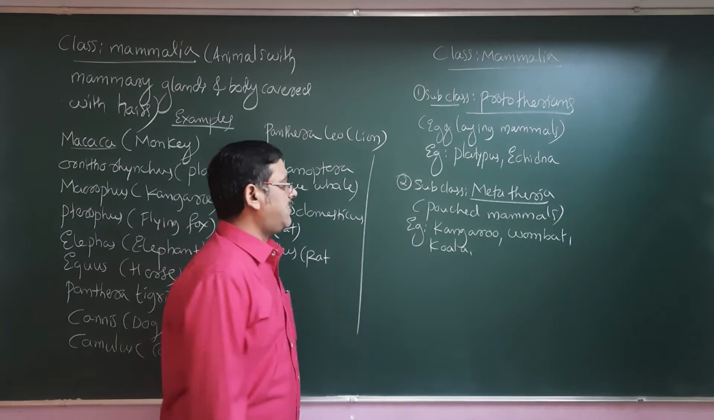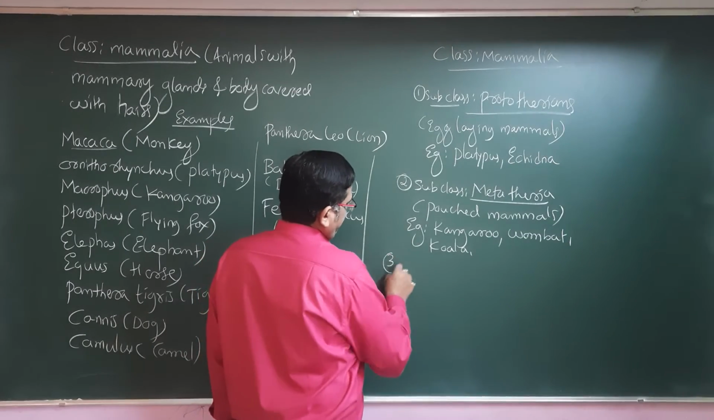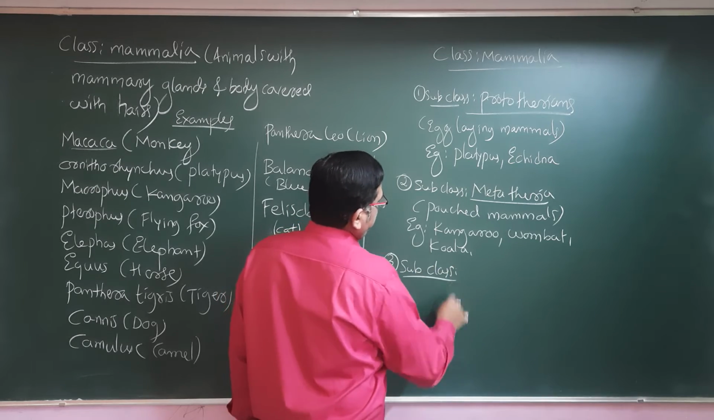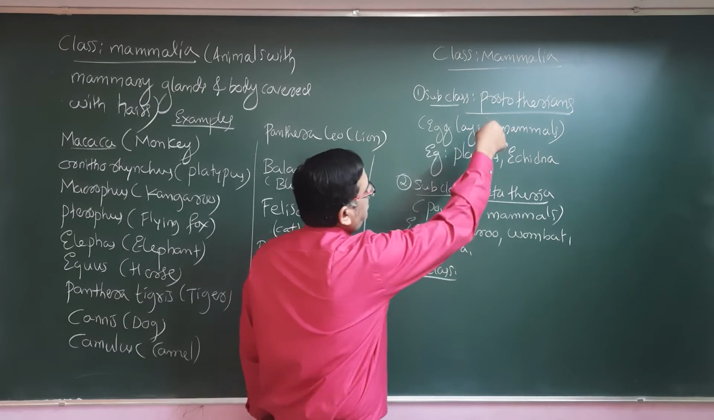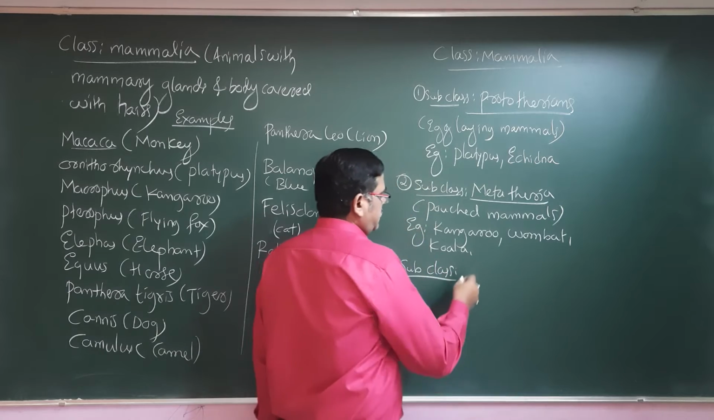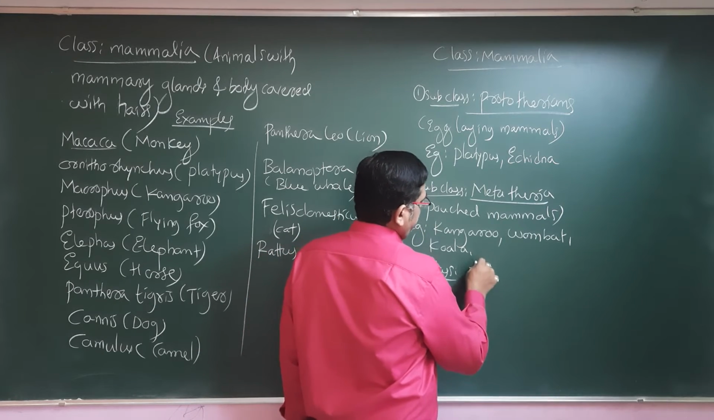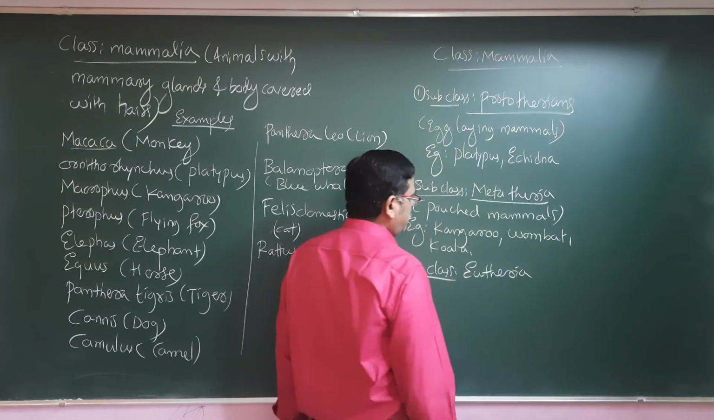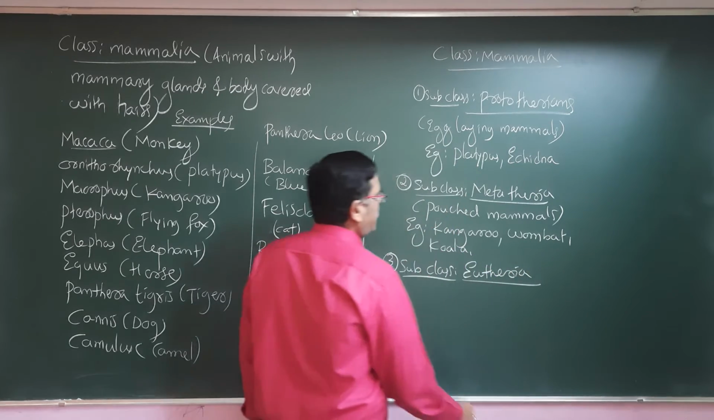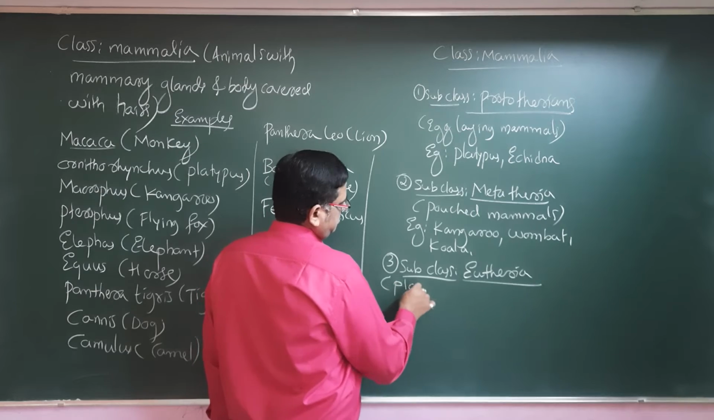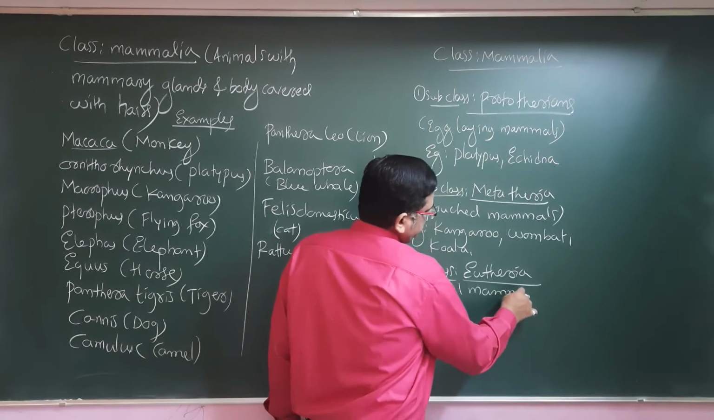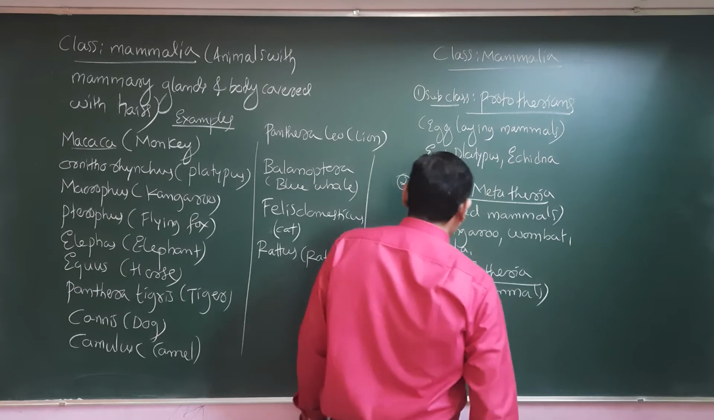until they become strong or independent enough. The third subclass, we call it mainly, yes, Metatheria, Prototheria we have seen. The third subclass is mainly Eutheria. Eutherians, also known as placental mammals. Placental mammals. What do the placental mammals include?